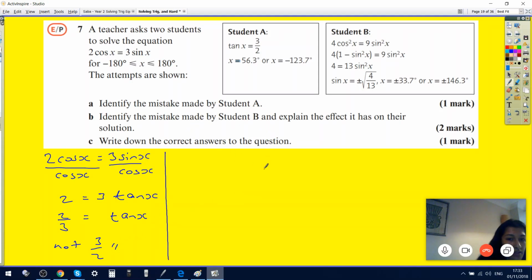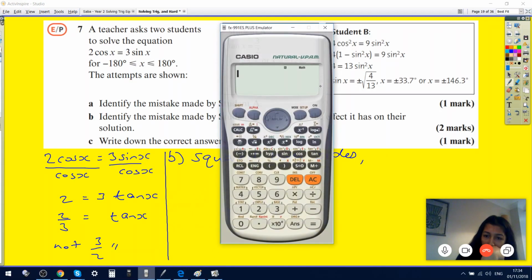Okay. B. Identify the mistake that they made. Oh, they didn't. They squared both sides. And what? So what's wrong about that? Are you not allowed to do that? So they squared both sides, so they could use the 1 minus sine x squared. Yes. And 4 minus 4, then 4 minus 9. 4 minus 4 sine squared x equals 9 squared x. And they added 4.